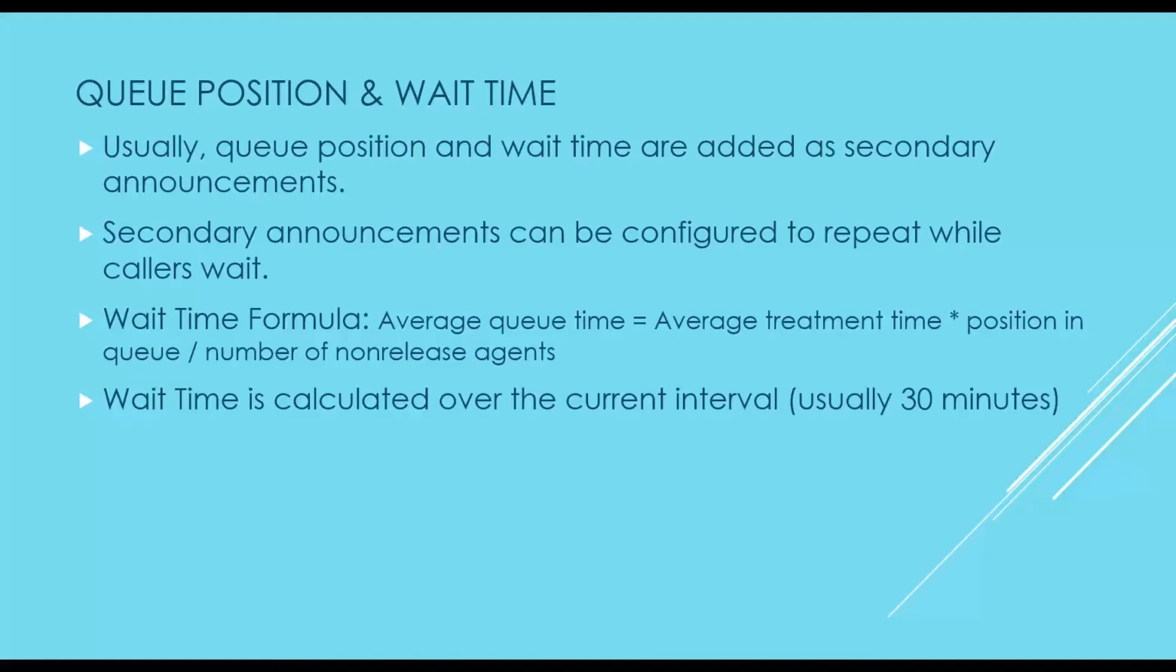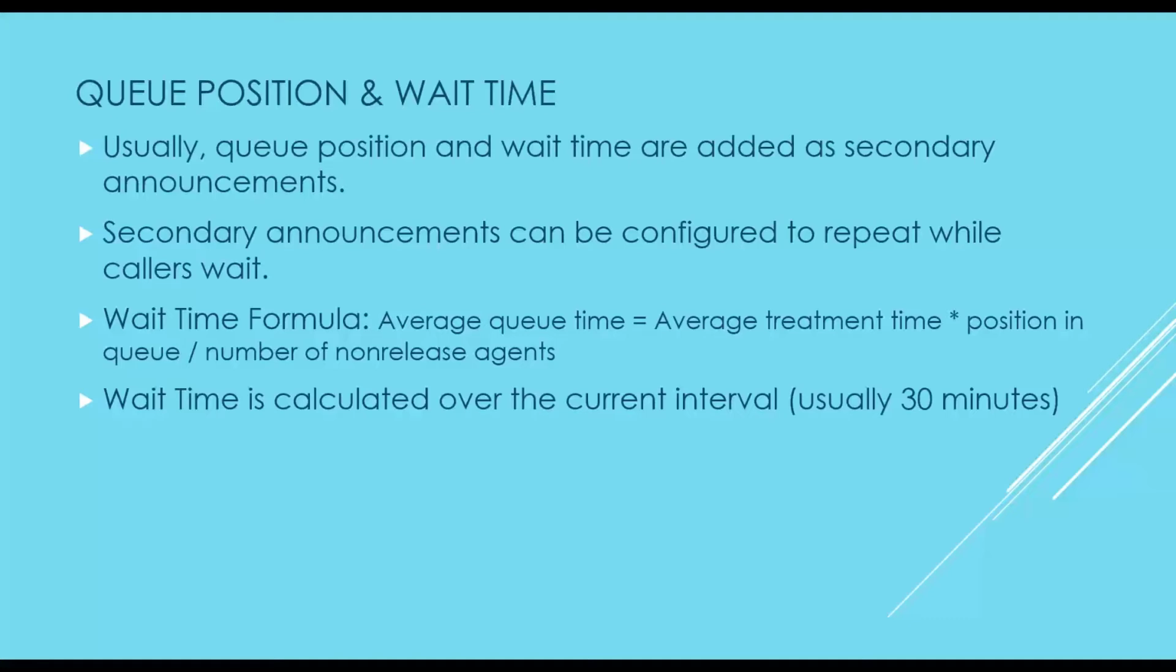And then that number is going to be divided by the number of agents you have working on that service that are not in a release state. So let's say I might have 5 agents logged in, but 3 of them are released and on a break. In that case, I'm going to be dividing that by 2, and my average queue time in this case is actually still going to be 30 seconds. So that'll be the number that gets announced to the caller.